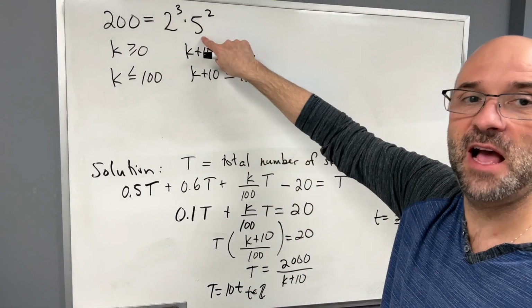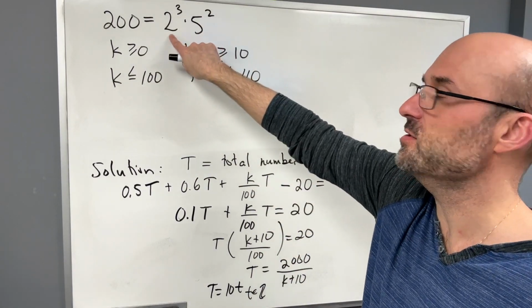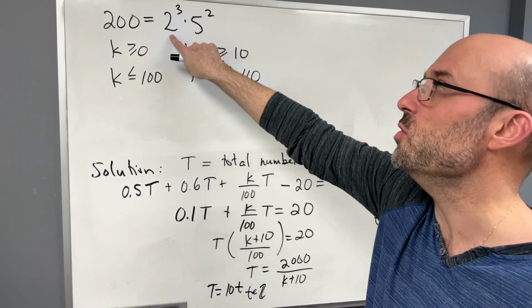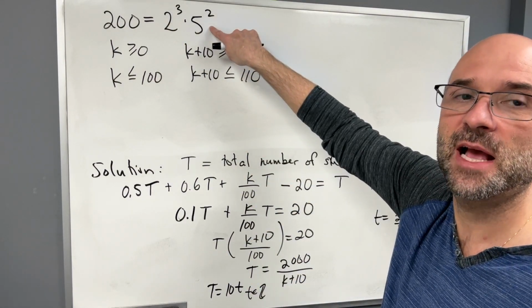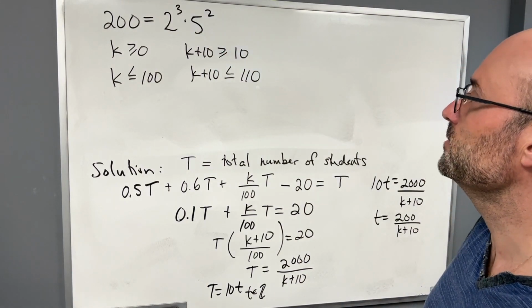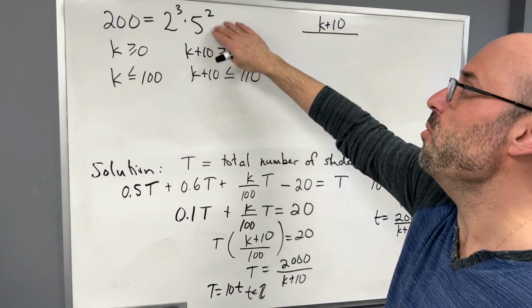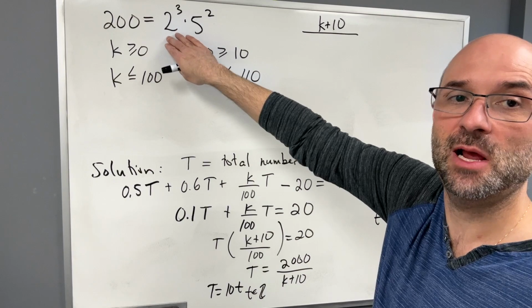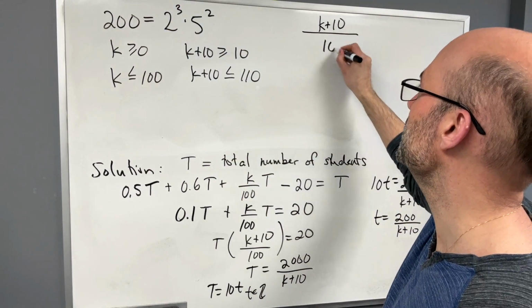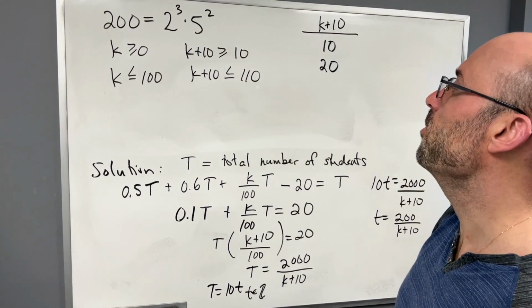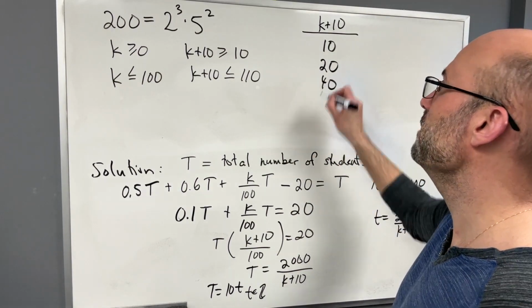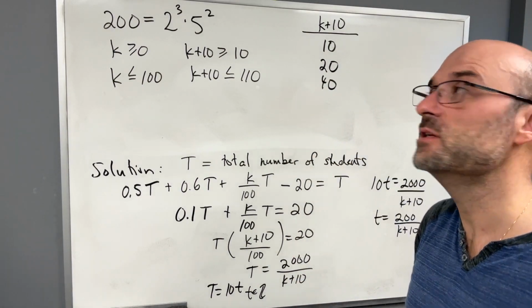Well, if the exponent on 5 is 0, then the most that this could be is 8, because we get 2 cubed, which is not going to be big enough. So the exponent on 5 can't be 0. It has to either be 1 or 2. So let's consider 5 to the exponent 1. 2 will have to be to the exponent at least 1. So one of the possibilities is k plus 10 is 10. Then I could also have 20 when I have 2 squared, and 40 when I have 2 cubed.